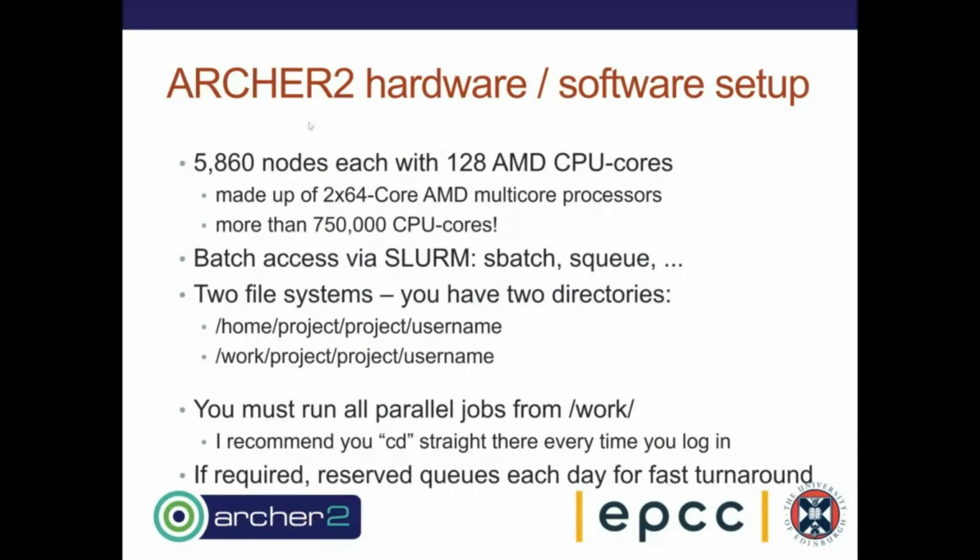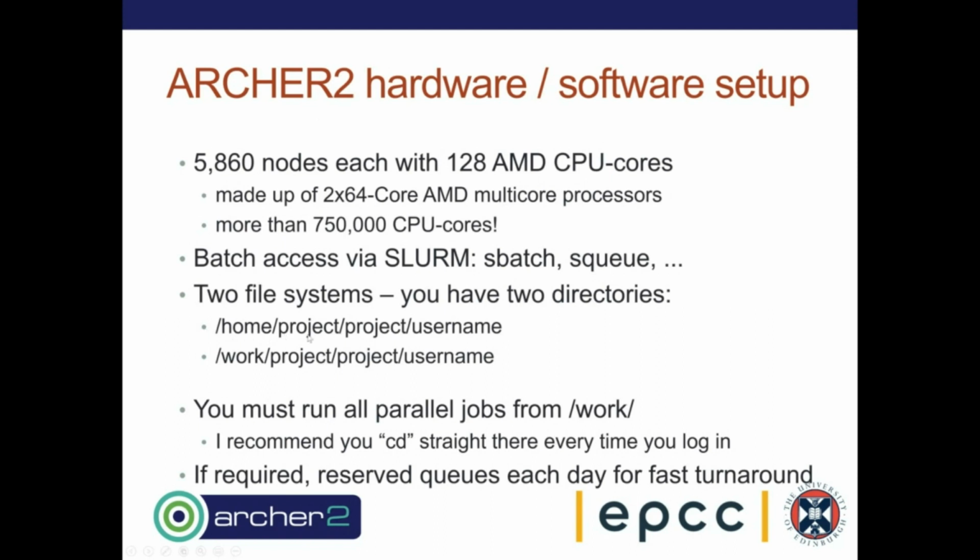And like all big parallel computers, it's accessed via a batch system. The batch system we use is Slurm on ARCHER2. So the batch system is the way you interact with the compute nodes. It's the way you can submit work, submit jobs, and they're run for you. And it also has a slightly more complicated file system setup than a lot of computers you may be used to. So we actually have two main file systems, home and work.